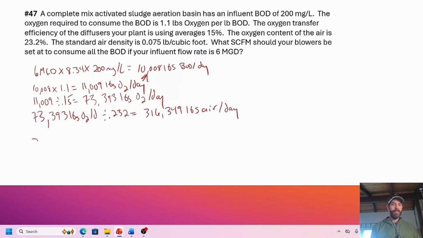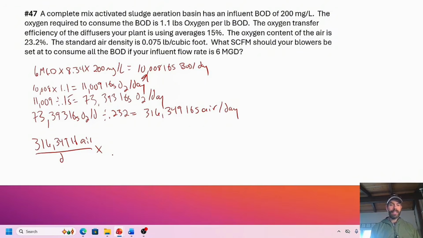So let's go down here, 316,349 pounds air per day. And I'm using the conversion factor method, if you're unfamiliar with this, also called dimensional analysis. I've done a couple videos on this. I'll put those down below. This is how I write it out. Other people write it differently, but just bear with me here.